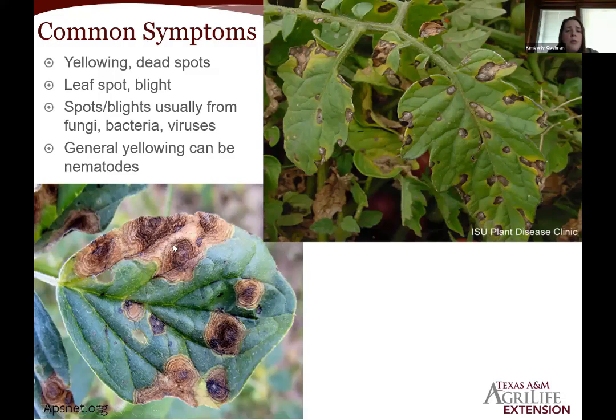Here's another example of some leaf spots. And notice here that we have a tomato and a peanut plant. And both of these are actually infected by the same type of fungus. So this is a really good example of how some fungal pathogens have a really broad host range because tomatoes and peanuts are not really closely related. They're in different families. A tomato is a solanaceous crop and peanuts are legumes.